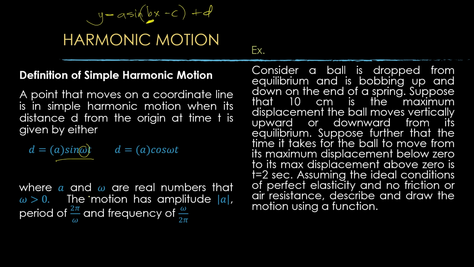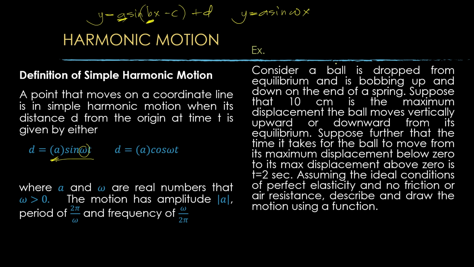Where a and omega are real numbers, and omega is greater than 0, your amplitude is the absolute value of a. The period is 2 pi over b in the previous lecture. For this one, 2 pi over omega. The frequency is the reciprocal of the period, so omega over 2 pi. That's it, it's easy. It's a simplified version of what we discussed earlier. It's just omega x.